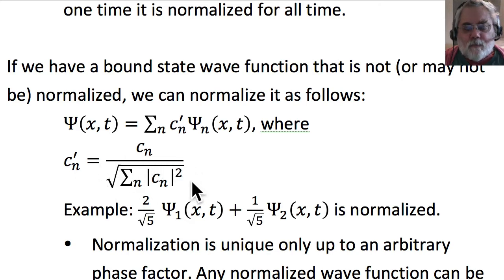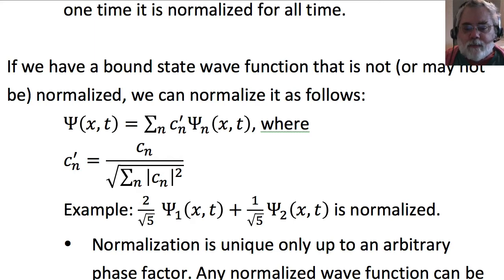Multiplying all terms by the same constant is the constant that will make it normalized. So if we started out with 2 times psi sub 1 plus 1 times psi sub 2, that was not normalized, because 2 squared plus 1 is 5, and it needs to be 1 to be normalized. So if we divide by square root of 5, then we get 2 over square root of 5 squared, that's 4/5, plus 1 over square root of 5 squared, that's 1/5, and that does equal 1, so this is normalized.